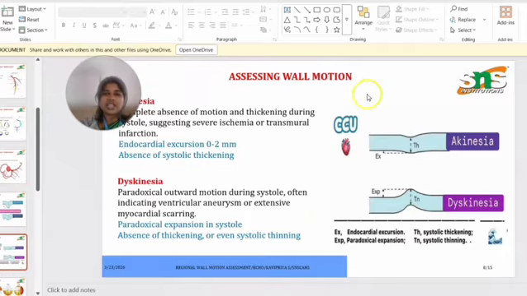Here, to assess the wall motion abnormality, the categories are akinesia, dyskinesia, hypokinesia, and normokinesis also. See here, akinesia means the complete absence of motion, that is contraction of the LV, and of thickening during systole, suggesting severe ischemia or transmural infarction. See, this is akinesia. Thickening increases during systole, which means contraction, and here there is no contraction. See, here is akinesia, no movement.